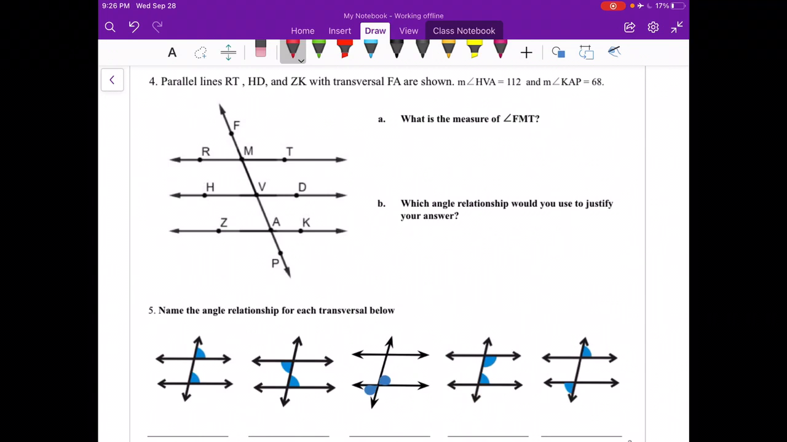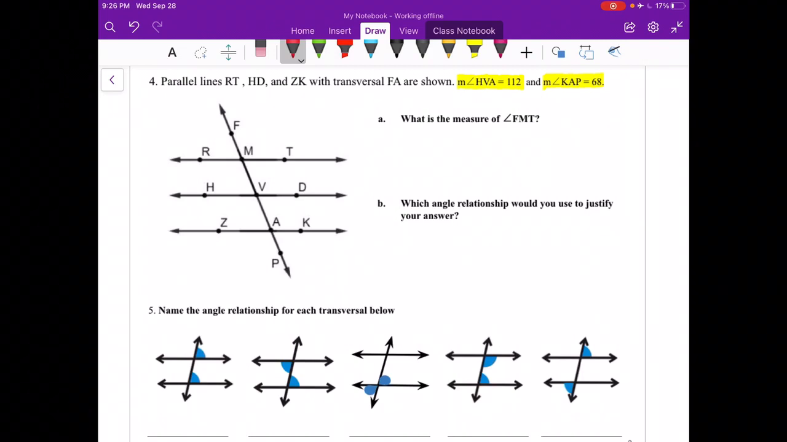Moving on to question number 4. This question asks us to find the measure of FMT and to tell them what angle relationship these two have. So we're given some information in this question. They tell us that the measure of angle HVA is 112 degrees and that the measure of KAP is 68 degrees. Since we have this information given to us, we should label this information on our diagram.